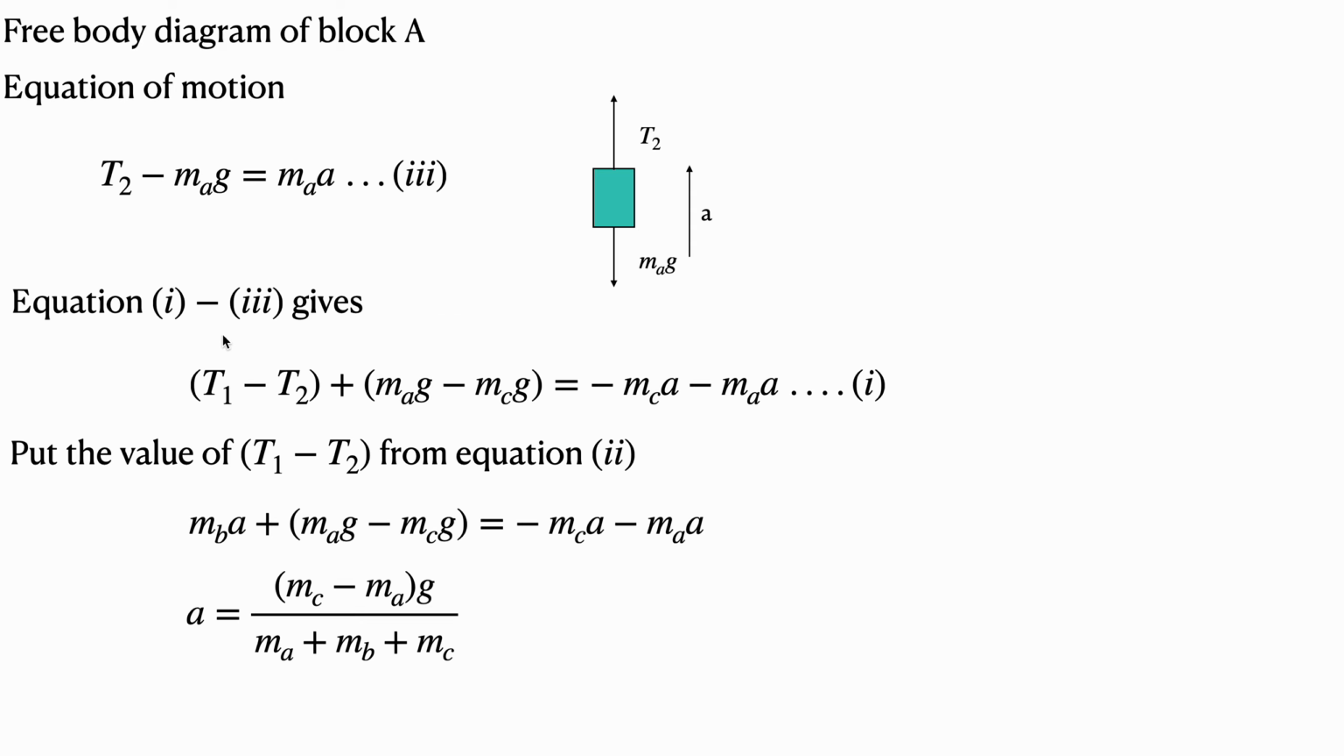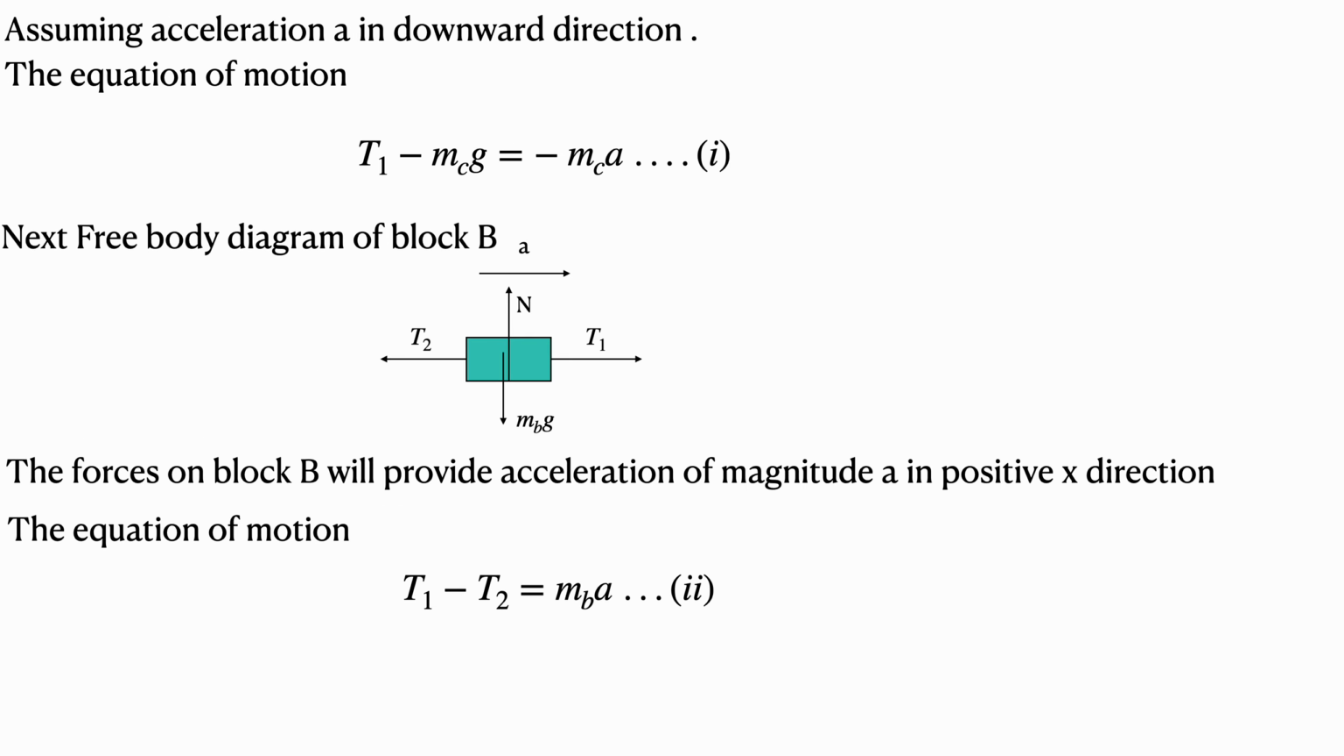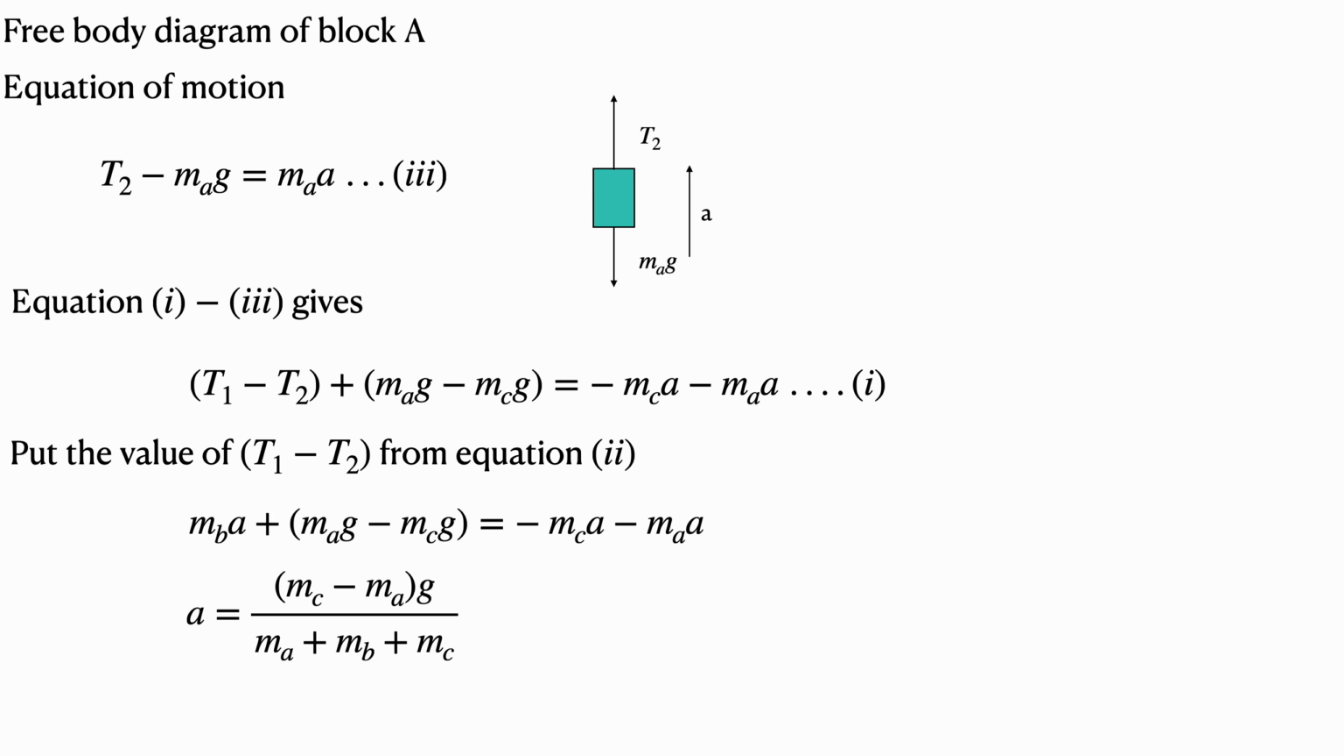If we subtract equation 3 from equation 1, we will get T1 minus T2 plus MAg minus MCg equals minus MCa minus MAa. And the value of T1 minus T2 can be obtained from equation 2: T1 minus T2 equals MBa. If we put the value of T1 minus T2 in this equation, we will get MBa plus MAg minus MCg equals minus MCa minus MAa. On solving this equation, we will get the acceleration value as (MC minus MA)g divided by (MA plus MB plus MC).